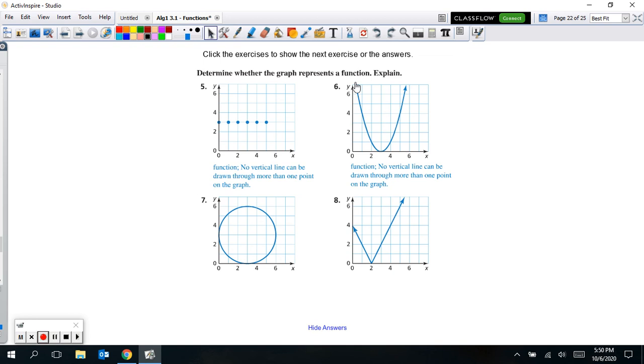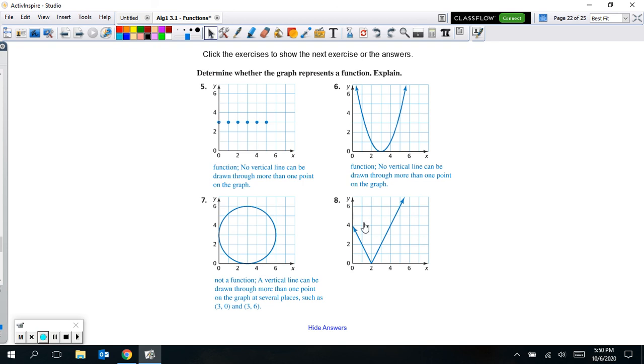It passes the vertical line test. As you go down the U and back up the U, you're only touching one point at a time. Number 7, the circle. No, that's not a function because as soon as you go in, you're going to hit 2 points at a time. As soon as you're inside the circle with a vertical line, you're going to hit 2 points at a time.